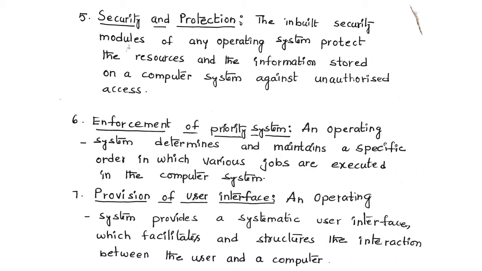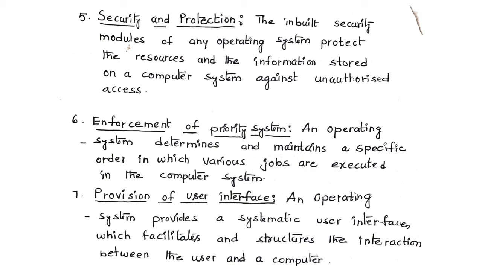Now, come to the next function, enforcement of priority system. Means an operating system determines and maintains a specific order in which various jobs are executed in the computer system. Means the operating system determines the order of the jobs which are coming from the users.